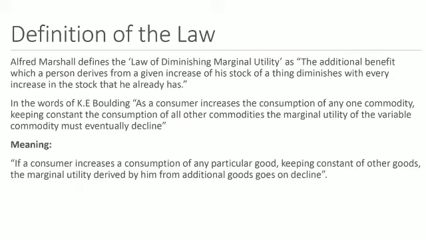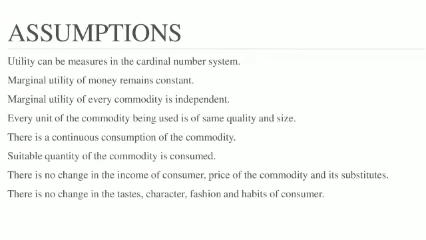Other things constant here means the important conditions where the law applies. What are the conditions? They are also called the assumptions. Utility can be measured in cardinal numbers. Of course, utility cannot really be measured in cardinal numbers, but still our assumption, our condition, is that we can measure it in numerical numbers, that is 1, 2, and 3. The marginal utility of money remains constant. The marginal utility of every commodity is independent, that is, an additional commodity.